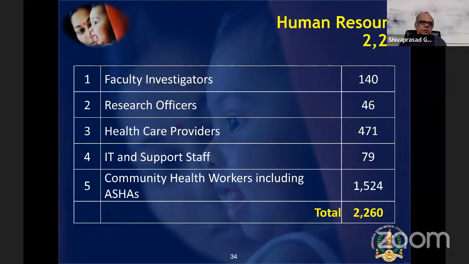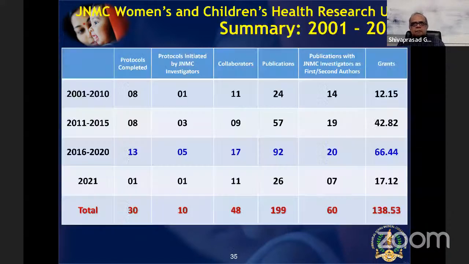And this is perhaps the most important factor. What is the expertise available in terms of the manpower? How many investigators, how many research officers? If they are working in the community setting, how many healthcare providers are trained for conducting research in the community setting? What kind of IT and support staff is available? And what is the linkage to the community itself through the community health workers?